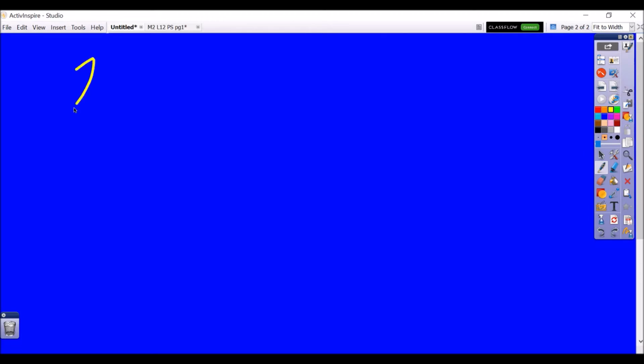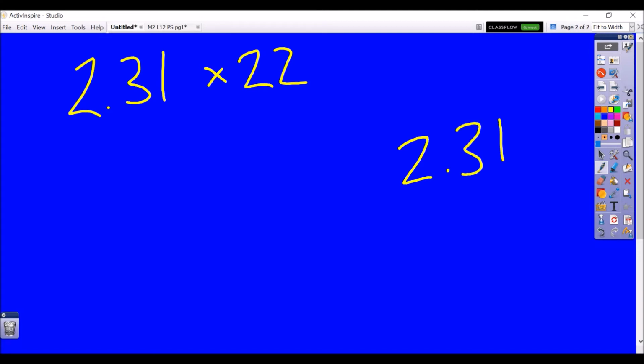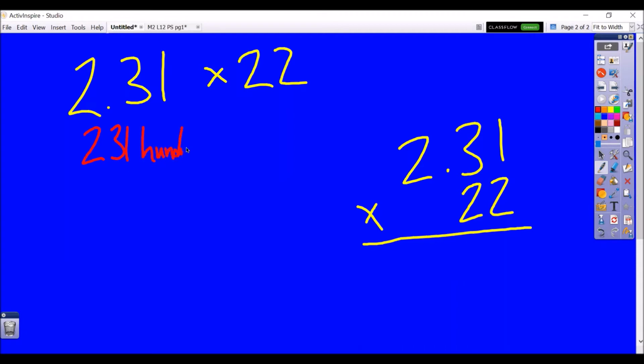Let's go ahead and work on 2 and 31 hundredths times 22. So now we're going to use standard algorithm with the standard form to solve for this. So we're going to leave that decimal right where it's at. But if you're going to use area model, that's okay. Just remember you can convert this to unit form, and then multiply that by 22.